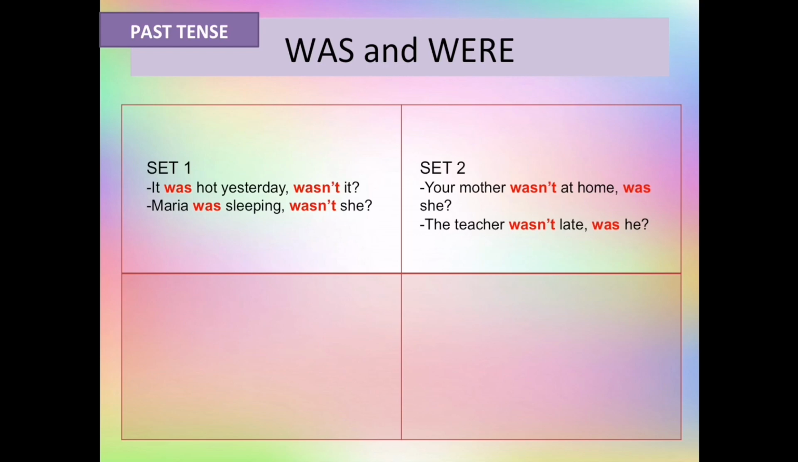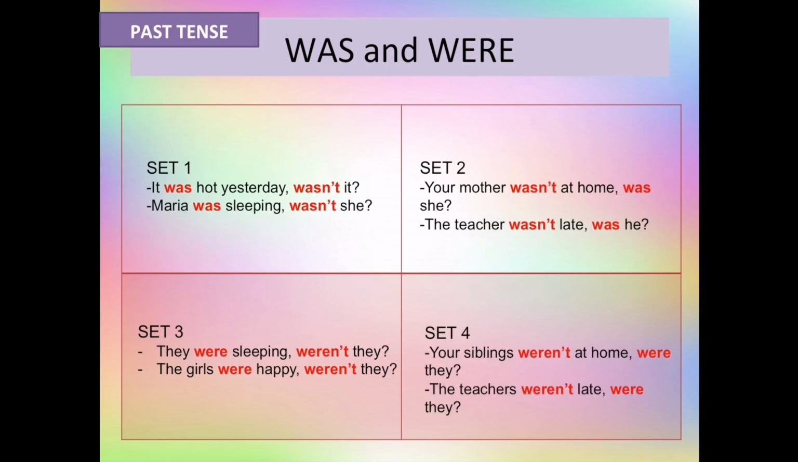Okay, now let's look at the plural subjects. They were sleeping, weren't they? The girls were happy, weren't they? Were and weren't. And the last one, let's look at the negative statements and positive tags. Your siblings weren't at home, were they? The teachers weren't late, were they? Weren't and were. Alright? Next one is has and have.